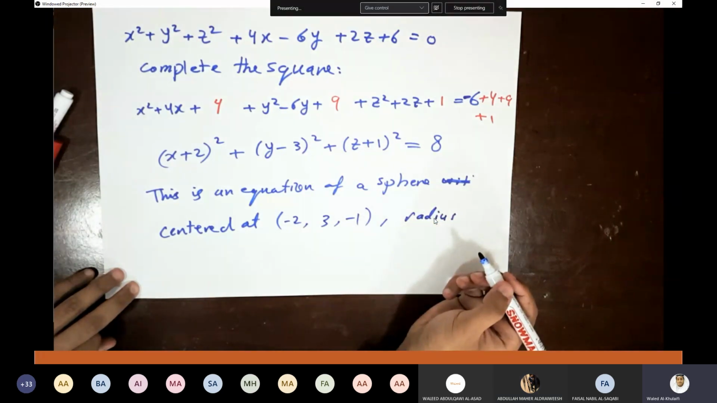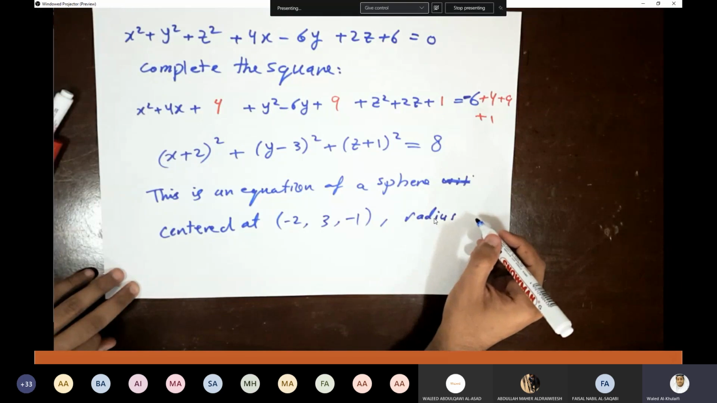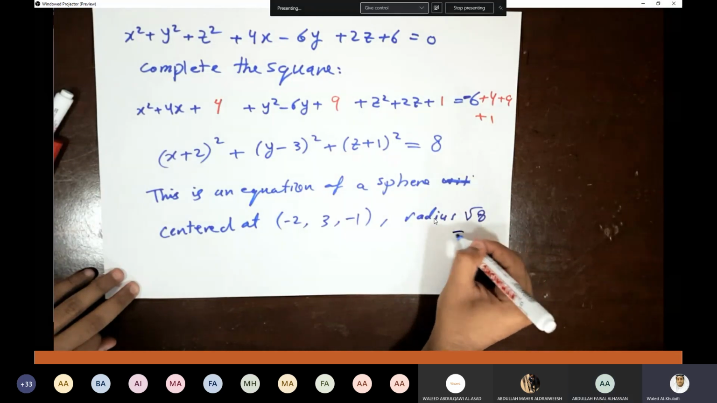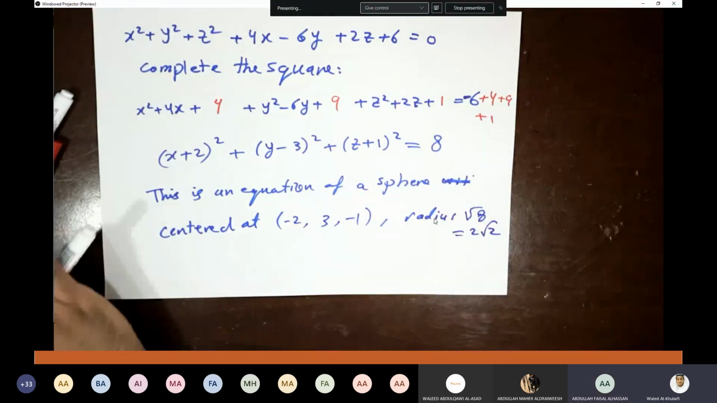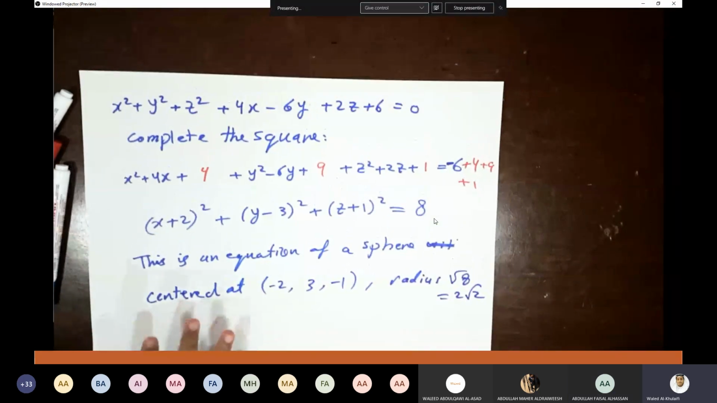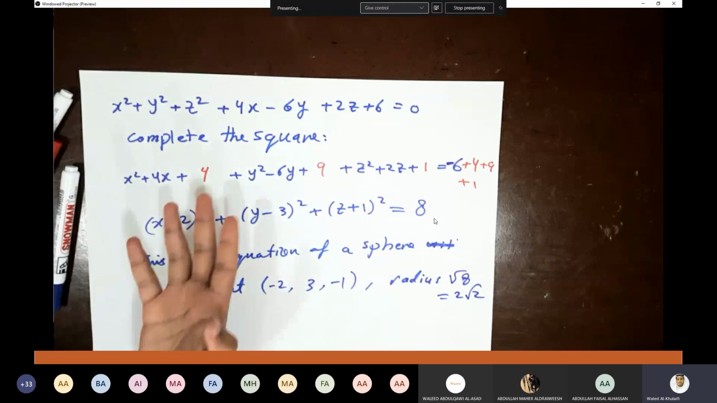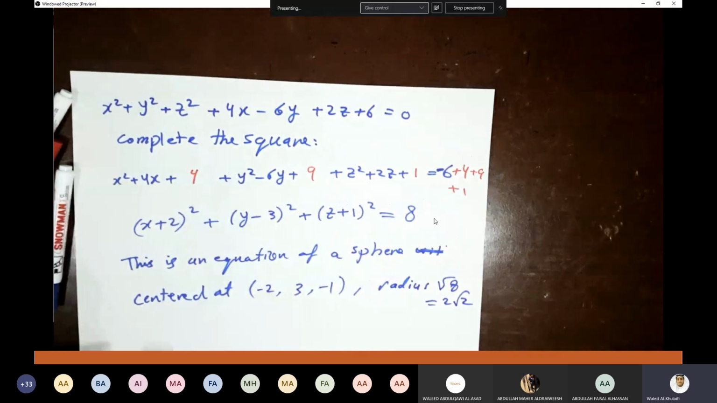Okay. Radius, Abdullah Faisal. Yes. What is the radius? 2 square root of 2, which is the square root of 8. Very good. So the key idea to discover whether I'm dealing with a sphere or not is to complete the square. Either you have exactly the same formula or you do the completing square.